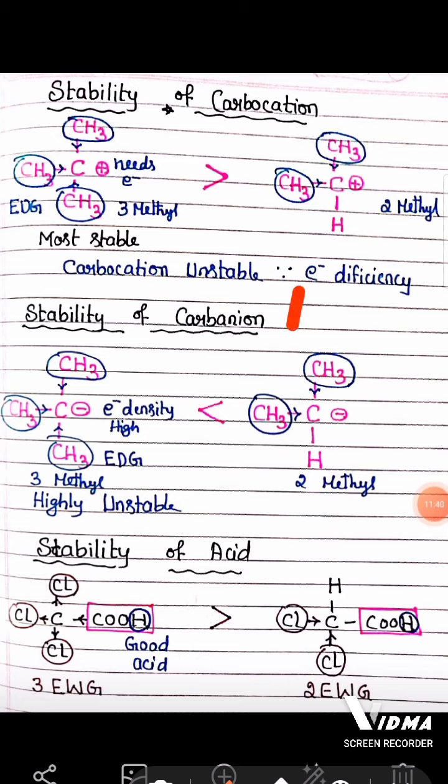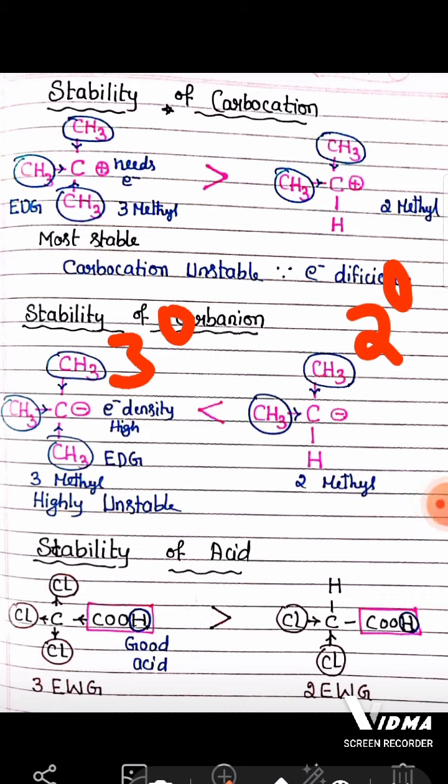Then, stability of carbanion. Carbanion means what? Negative charge on the carbon atom. Now let us see the stability of this carbanion. We have tertiary carbanion and we have secondary carbanion.